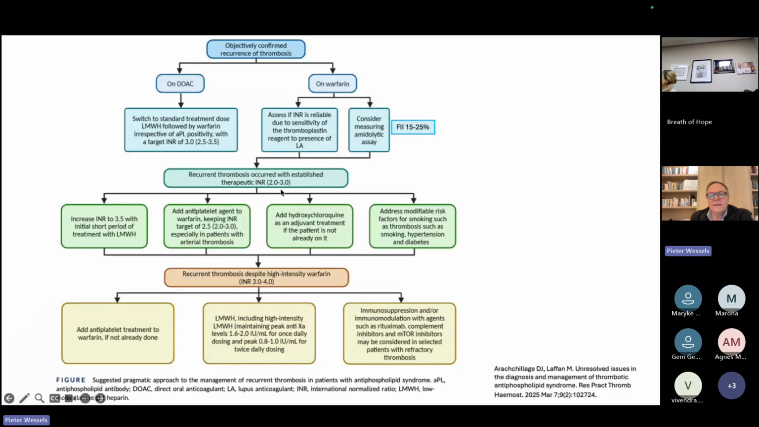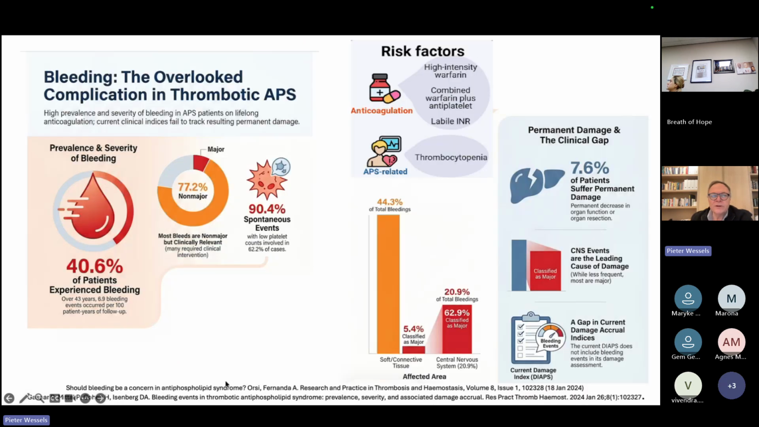If they have recurrent thrombosis, what do you do? You increase it to 3.5, or you add an antiplatelet drug and keep it around 2.5, as I said, or you add hydroxychloroquine, or you change the modifiable risk: stop smoking, treat the hypertension, diabetes. If they then have that, despite that, then you will consider immunosuppression, low-molecular-weight heparins, but this has got a problem in the sense that you may have long-term problems.